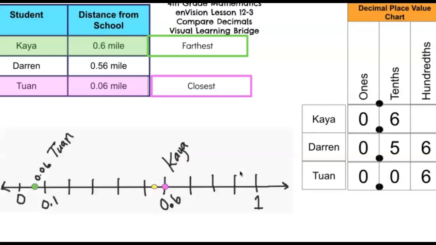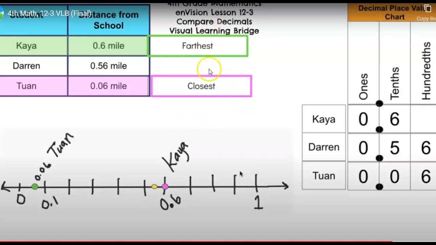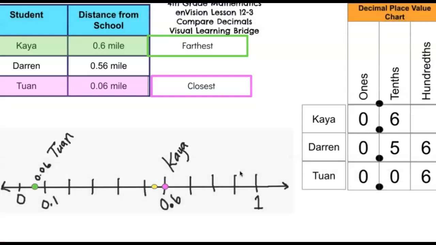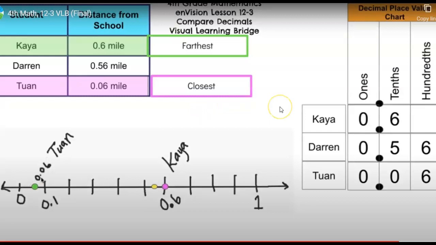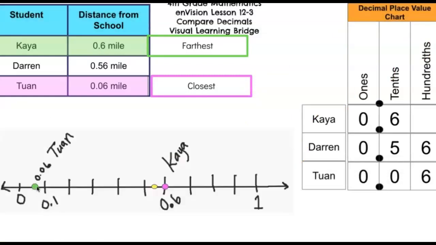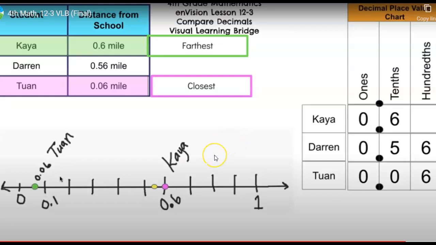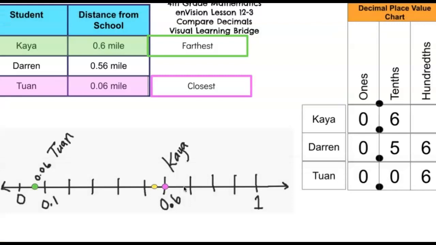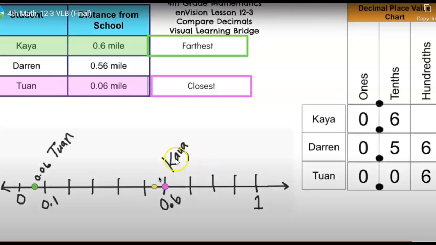So we could also use a number line to compare these amounts by finding each of these numbers on a decimal number line that is partitioned into tenths. And here I see that Tuan's amount would fall between 0 and 1/10 because, as we can see, he doesn't even have 1/10 of a mile. He has less than 1/10 of a mile to travel to school. Kaya has 6/10, and this yellow one is for Darren. But Kaya's distance is 6/10 of a mile, the distance she travels to school. So hers is the farthest from 0, so hers is the longest distance.